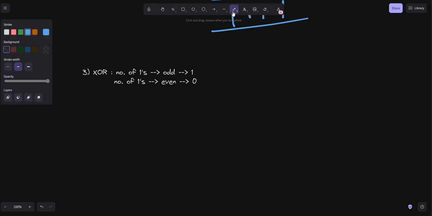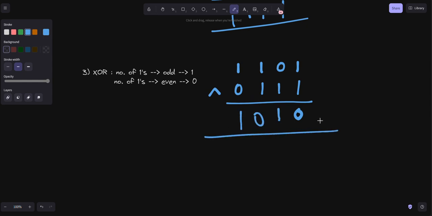So let's take an example again. 1 1 0 1 and 0 1 1 1, and XOR operator is represented by this, right? So for 1 1, the number of ones is what? It is 2, so it will be 0. Got it? Next, there is only one 1, so the number of ones is odd, so it will be 1. Again 2, so 0. This will be 1. So this is what you will get, and you can see the pattern now, right?